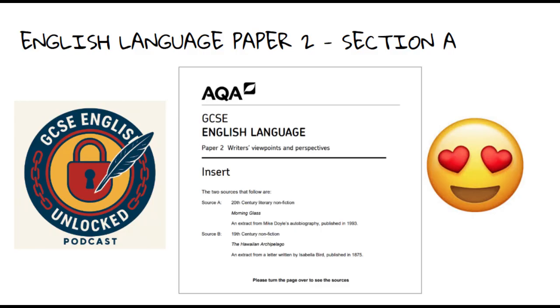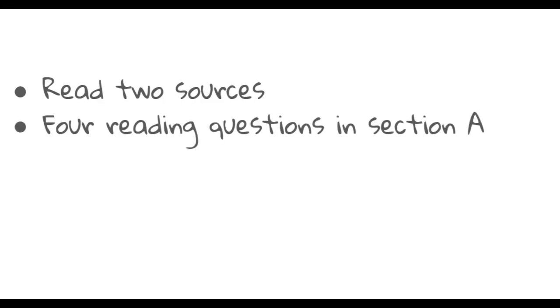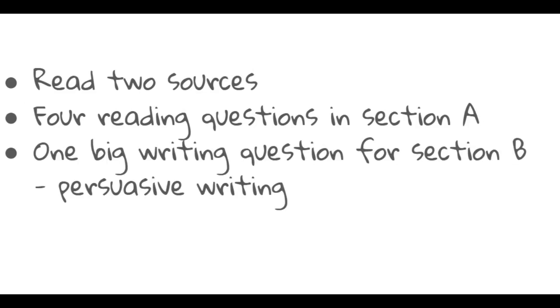So English Language Paper 2, what does it look like? What's the difference between this and Language Paper 1? Some people are put off by this one, some people think it's the hard paper, but in some ways there's lots to do, there's lots to read, but most importantly there's lots to say. So it's different because you've got to read two sources. In many ways it's very similar because there are 4 reading questions followed by a creative writing question, and in this case it's persuasive writing.